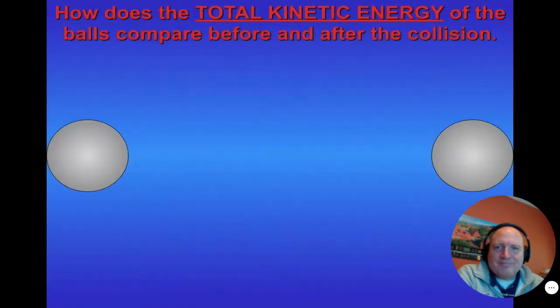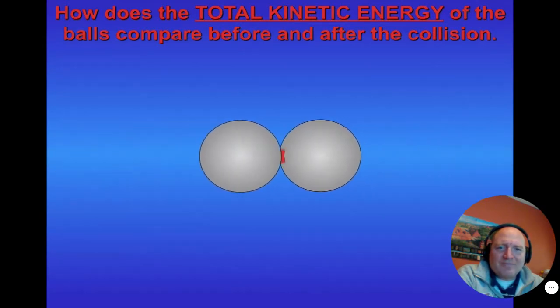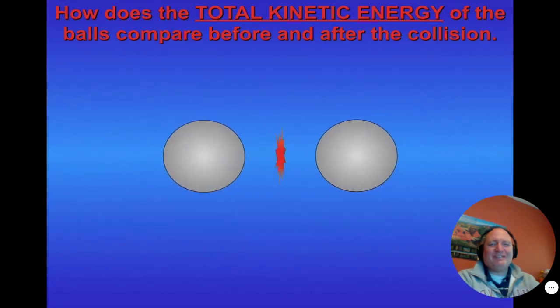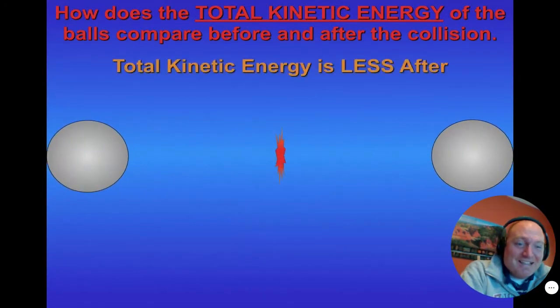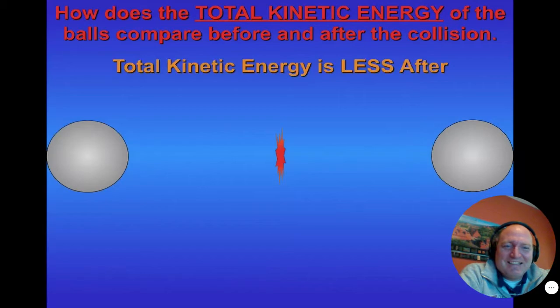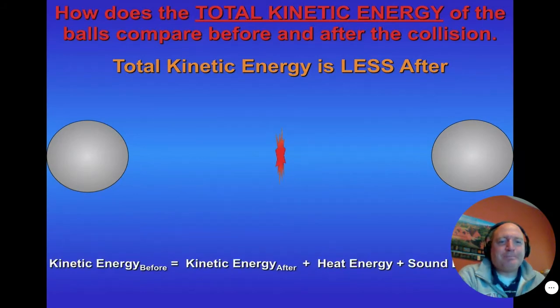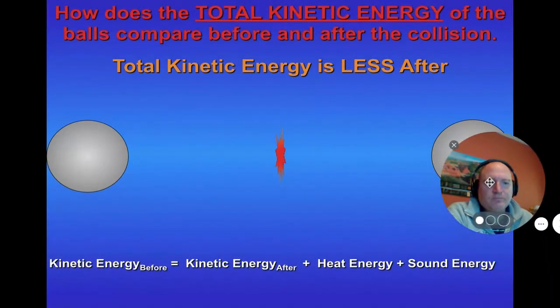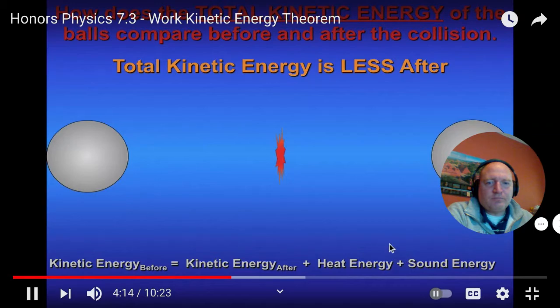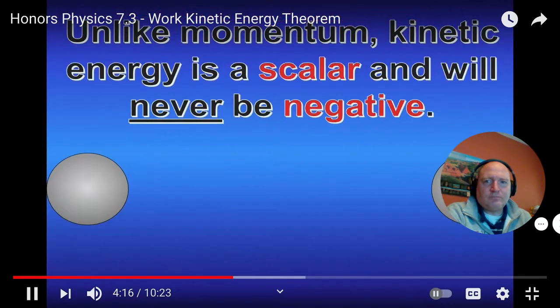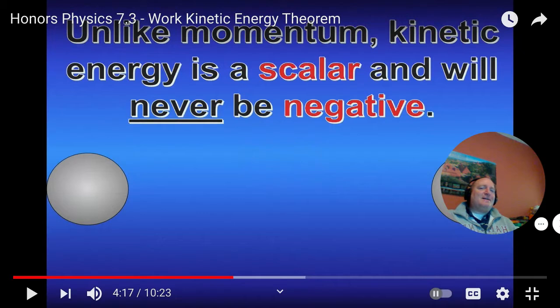If we have two pool balls moving towards each other, they're both moving, so they both have kinetic energy. But when they collide, they create sound and a little bit of heat. So the total amount of kinetic energy after the collision is less than before the collision, because some of that kinetic energy is converted into different forms. So the kinetic energy before is equal to some kinetic energy after, but some of that energy is now heat energy and sound energy.